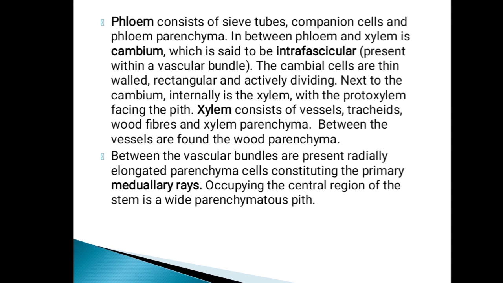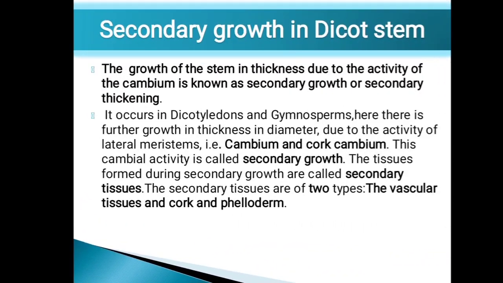Now between the vascular bundles are present radially elongated parenchyma cells constituting medullary rays. And in the center there is a parenchymatous large pith. Now coming to the secondary growth in dicot stem. The growth of the stem in thickness due to the activity of cambium is known as secondary growth or secondary thickening. It occurs in dicots as well as gymnosperms only.